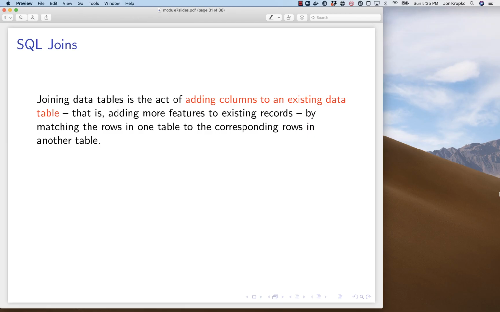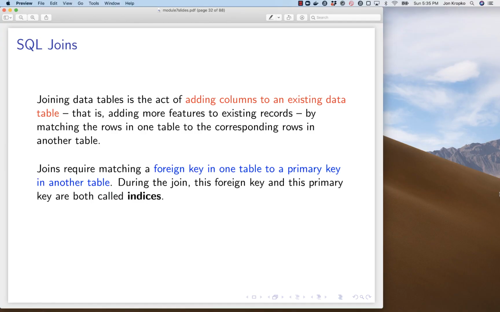Joining tables is the act of adding columns to an existing table. That is, adding more features to existing records by matching the rows in one table to the corresponding rows in another table. Now, like I just said, you have to match a foreign key in one table to a primary key in another table. Those 2 keys are called indices when we're talking about an SQL join.